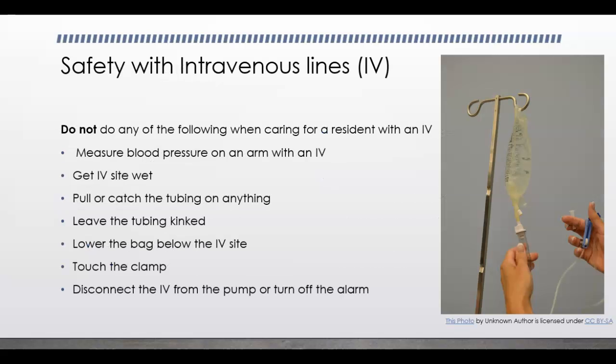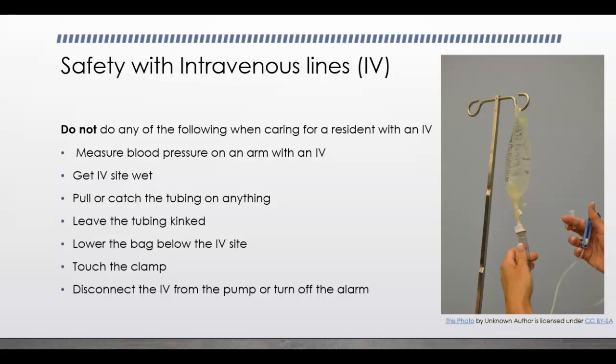Safety with intravenous lines or an IV. Do not use any of the following when caring for a resident with an IV. Remember, these are the do nots. So do not measure blood pressure on an arm that has an IV. Do not get the IV site wet. Usually they would wrap that up in a trash bag and tape it up.